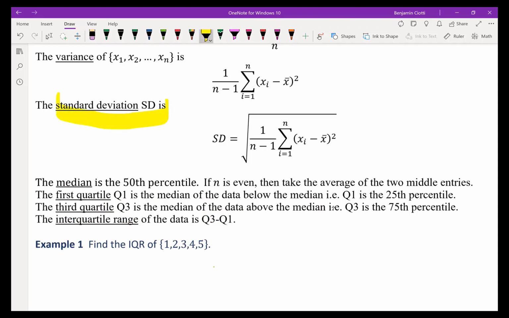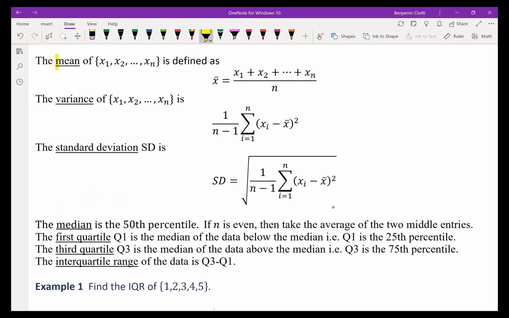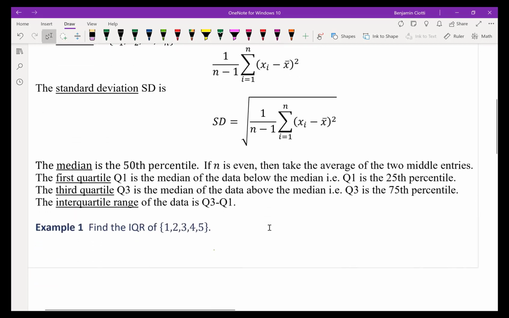So the standard deviation and the interquartile range are both measures of spread of the data. The larger they are, the more spread out the data is. On the other hand, the mean and the median are both measures of center of the data. So let's try an example.